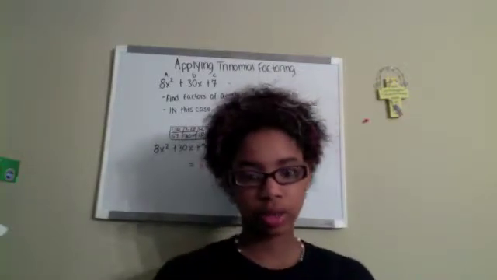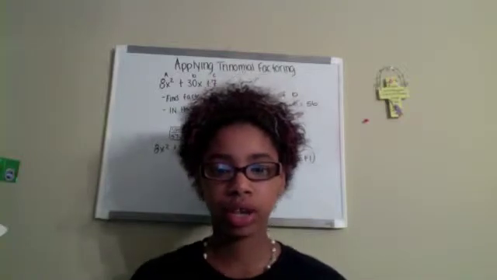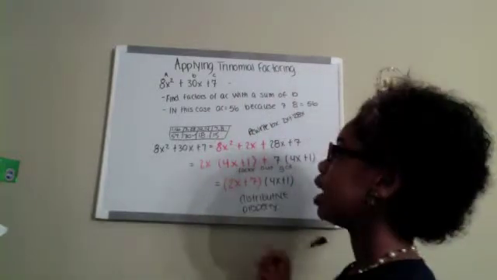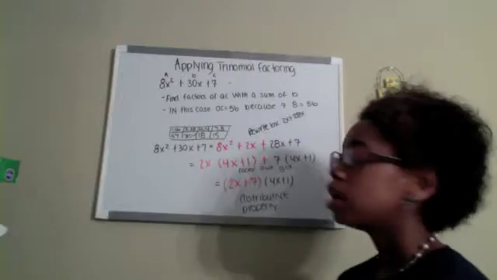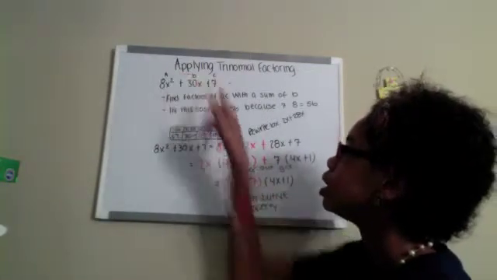Welcome to part 3 of factoring. So this is applying trinomial factoring. The equation we're working with today is 8x squared plus 30x plus 7. And the first thing we want to do again is label them a, b, and c.